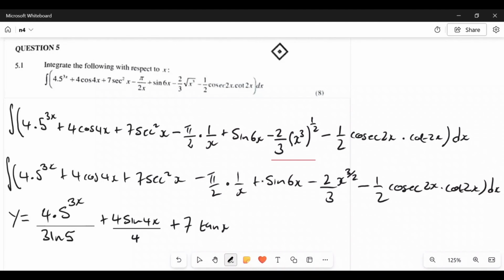Now let's go to our fourth term. We have minus pi over 2 multiplied by 1 over x. This one is actually the integral of log. Some of you may wonder, how do you see it? We have 1 over x here, and this is the integral of natural log. As for pi over 2, these are just coefficients. So we continue: negative pi over 2 multiplied by ln x. There we go. I hope you know this.